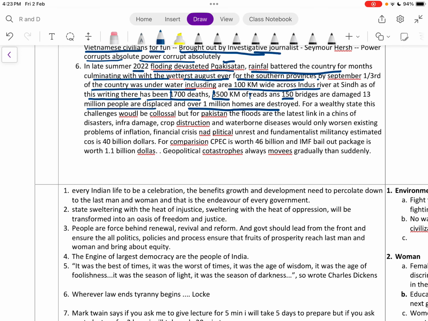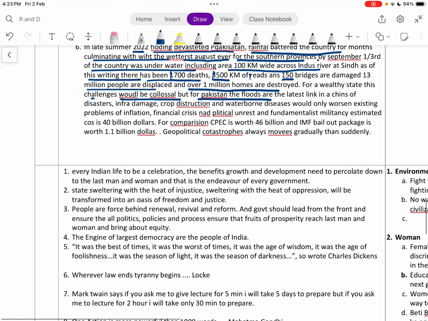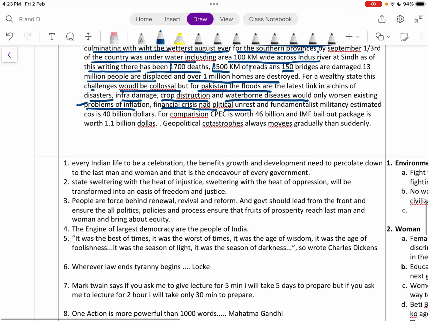For a wealthy state, this challenge would have been colossal, but for Pakistan, the flood is the latest link in the chain of disaster. Infrastructure damage, crop destruction and waterborne diseases would only worsen the existing problems of inflation, financial crisis, and political unrest, and militancy.